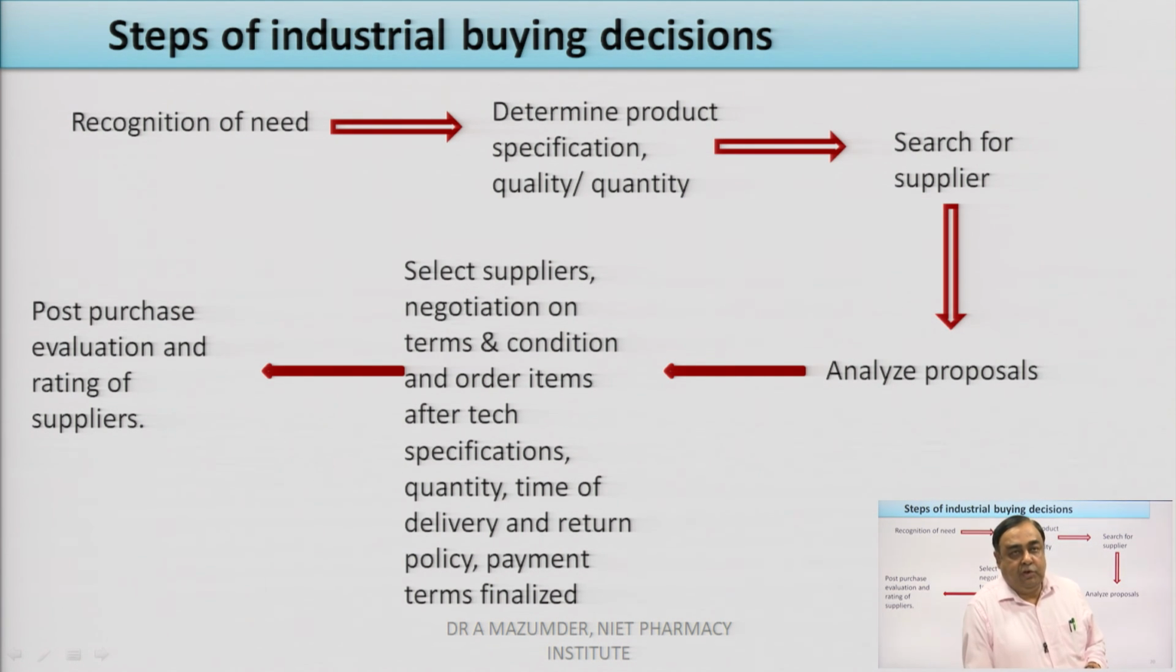Steps for industrial buying behavior: recognition of a need, determine the product specification. After product specifications are decided, you have to select the supplier, ask for proposals, negotiate with the supplier, and finally decide to whom you will give the order. After the order is given, the supplier supplies the product. Now you have to match the requirement with the item which has been provided to you, whether it is up to the mark and satisfying all the parameters or not, which we call the post purchase evaluation, and finally rating of the supplier.